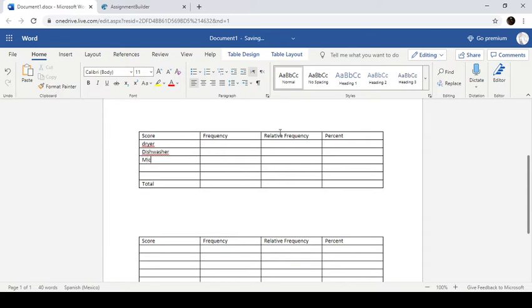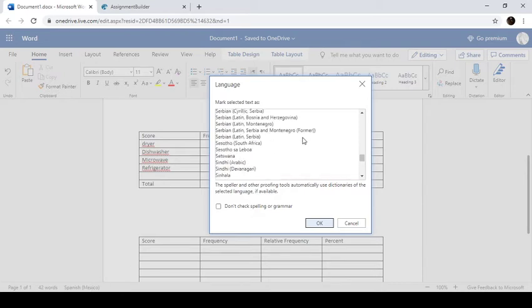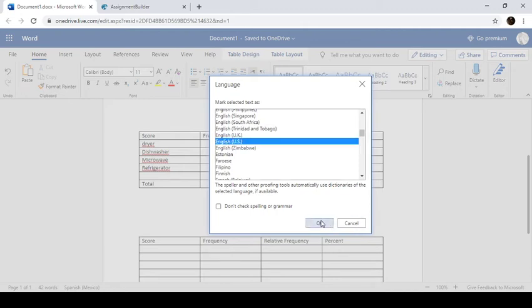Dishwasher, microwave, refrigerator, and it has switched my language for some reason. That's why it's hitting on those.